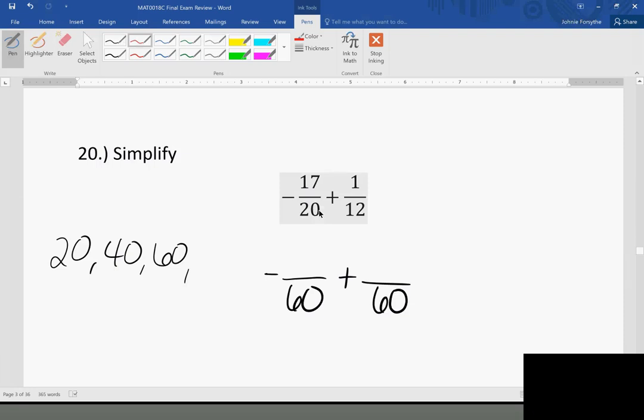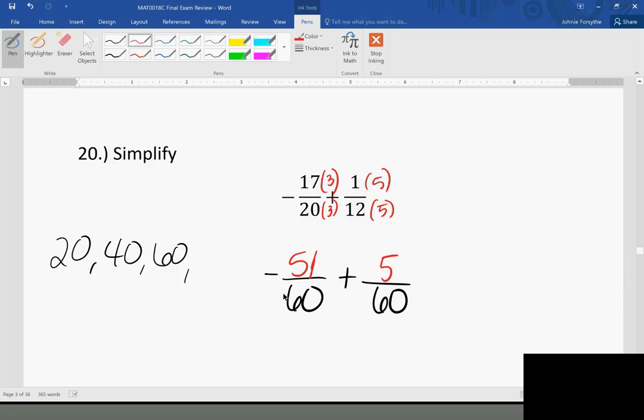So to make 20 go to 60, we're going to multiply it by 3. So we're going to multiply 17 times 3. So 3 times 7 is 21, carry the 2. 3 times 1 is 3, plus 2 is 5. So 17 times 3 equals 51. And then 12 times 5 equals 60. So 1 times 5 is 5. So now we can compare these fractions.